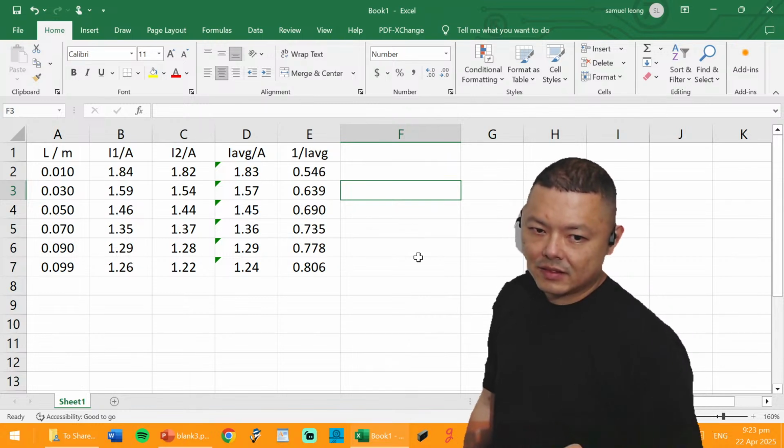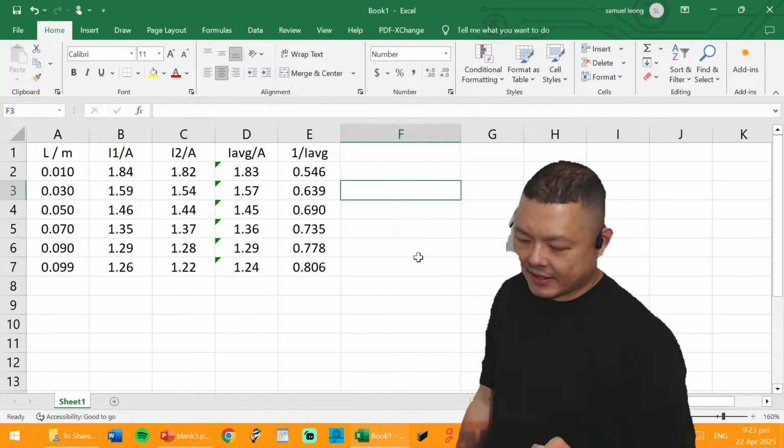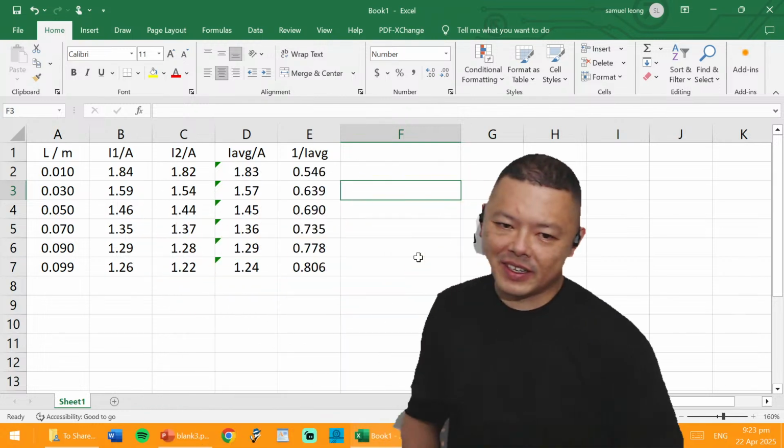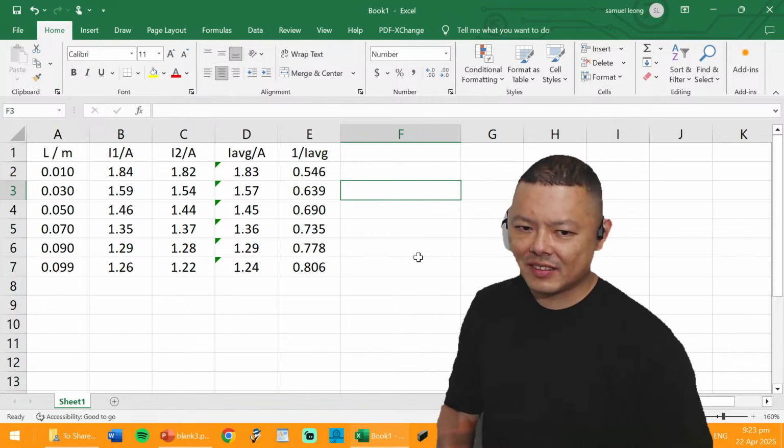L. Because L is your independent variable. Independent variables are supposed to be on the x-axis. Yeah, it says L against, but the L is supposed to be the independent variable. It has to be on the x-axis. Yes.